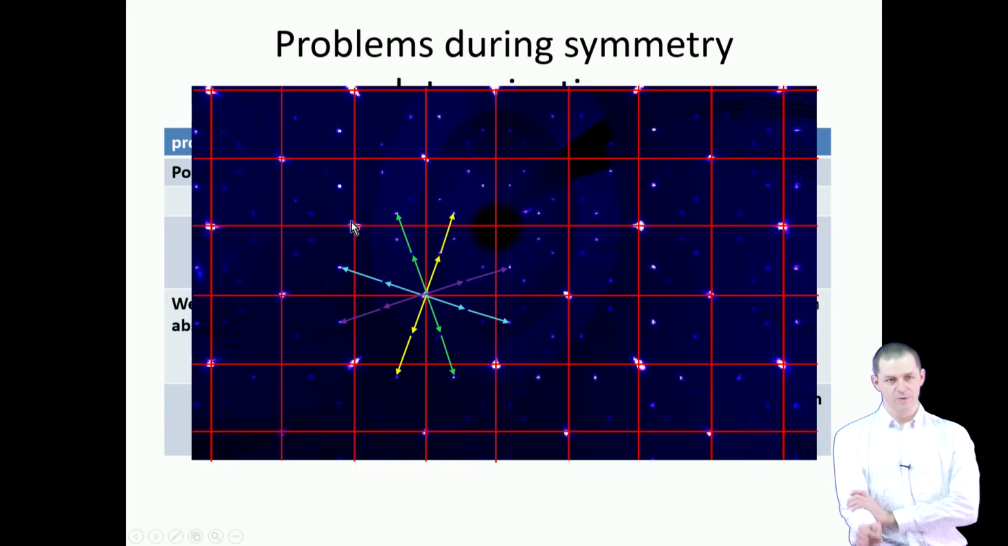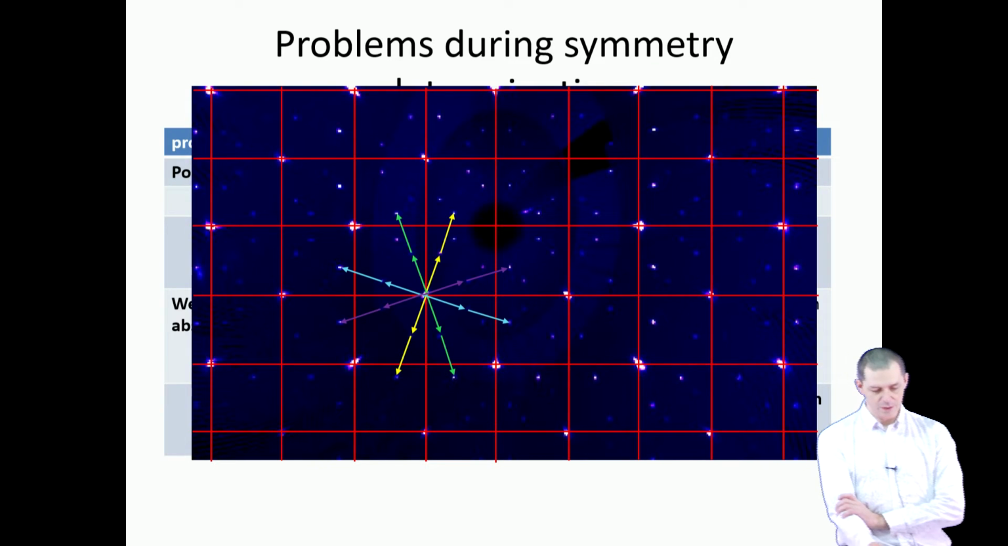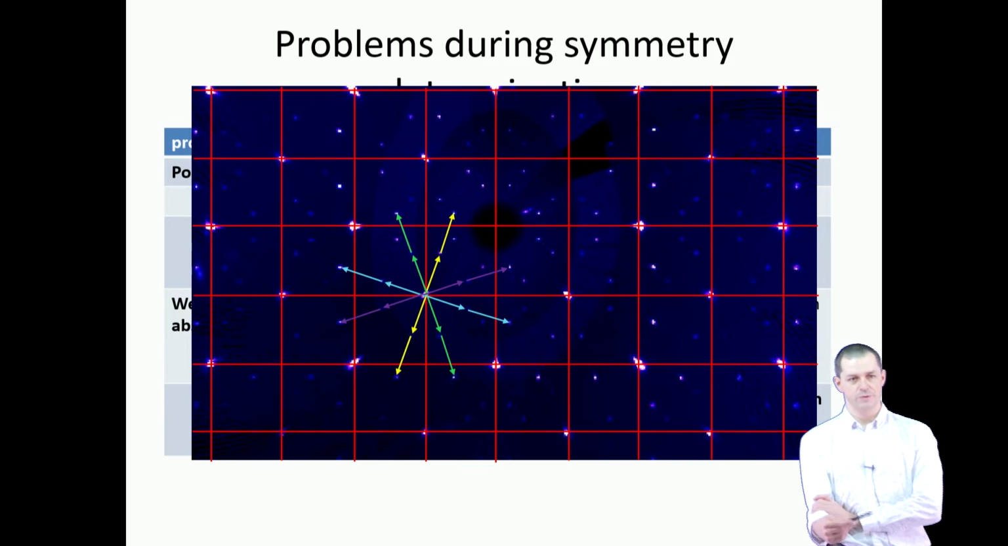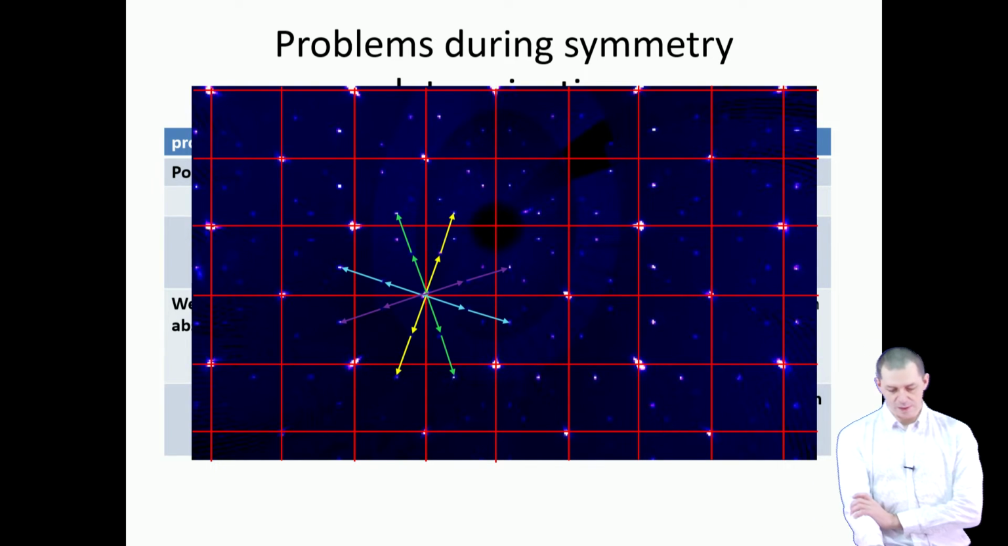It's pseudo tetragonal. It's not quite tetragonal. And then on top of that, there are weak additional reflections which can be described as satellites. So there is a reflection expected at this position and at this position.